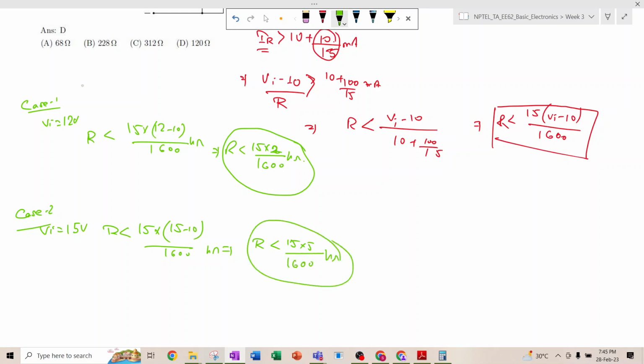So to operate throughout this voltage range, 12 volt to 15 volt, the resistance has some value, but this resistance value should be much lower than this value. So we should always consider this lowest value so that the circuit can operate throughout 12 volt to 15 volt.